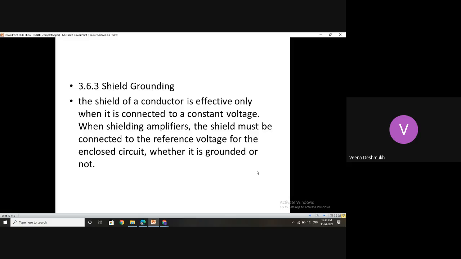Whenever shielding is used for amplifiers or any other blocks, say an instrumentation amplifier or a sensor block, they are always maintained at some reference potential, and that in turn is grounded.